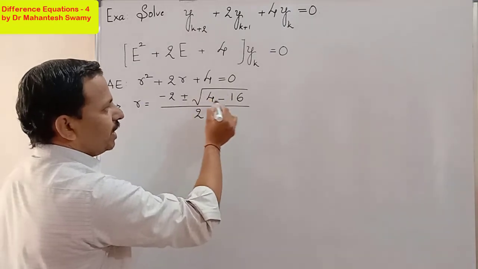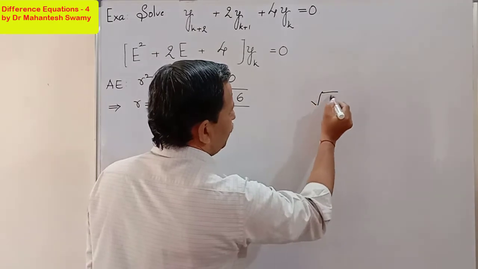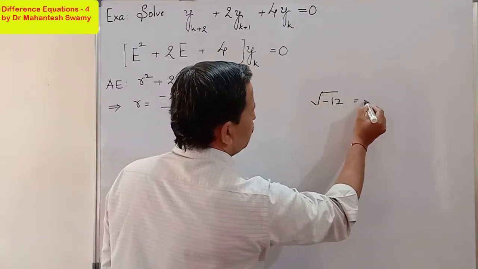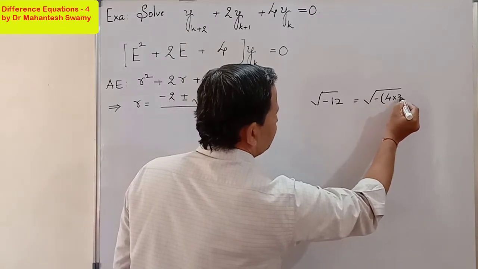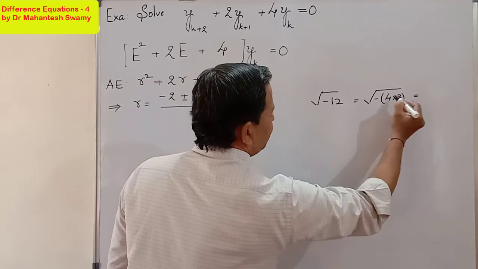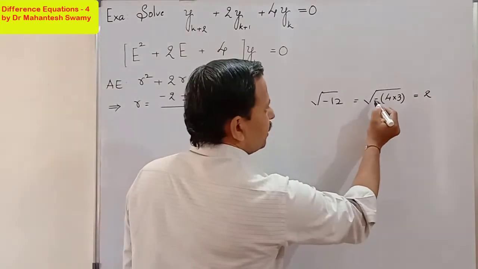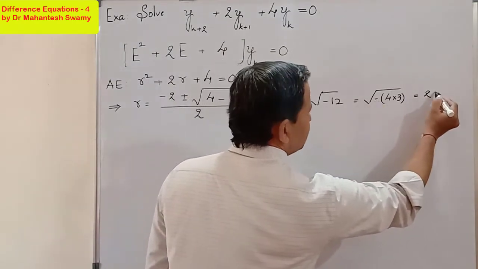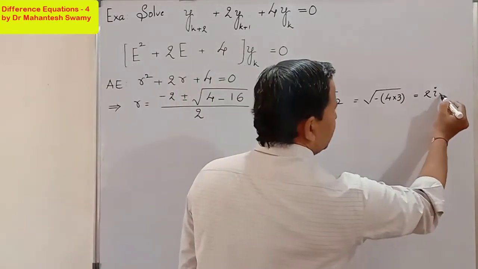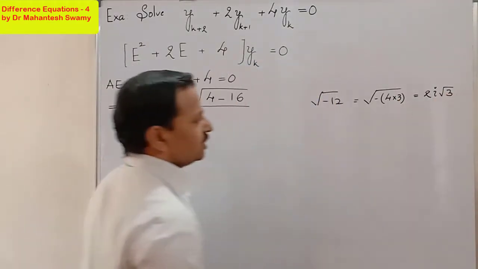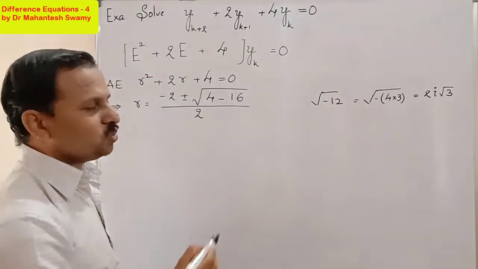Now we have to simplify this radical. We observe that it is root of minus 12. Root of minus 12 can be written as root of minus 4 into 3. So root of 4 can be written as 2 outside the square root, and root of minus 1 is the imaginary unit i, and root 3 remains within the radical. Therefore the value of root of minus 12 is 2i root 3.